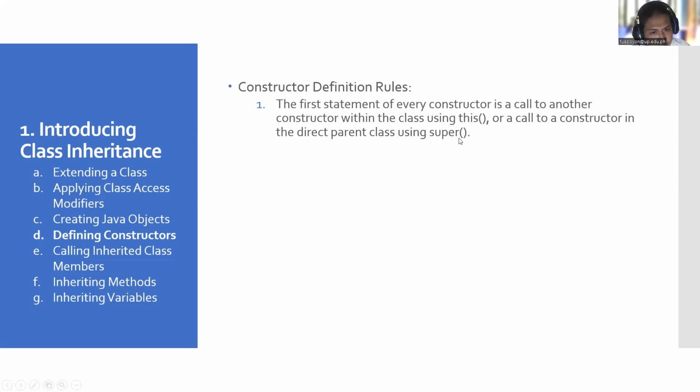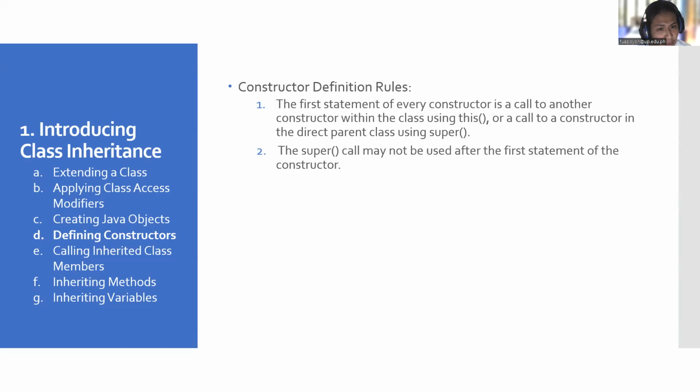Take note, super in this case has parentheses. We'll see more of that later. So again, either you call another constructor from the same class, which is constructor chaining, or you are calling a constructor from a direct parent class using your super keyword. The super call may not be used after the first statement of the constructor. So if you wish to call super, it should be the first line in the constructor method.